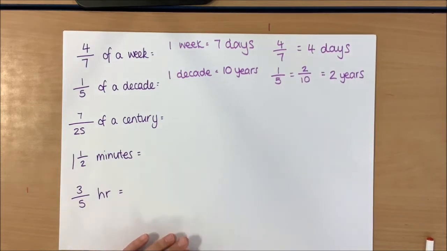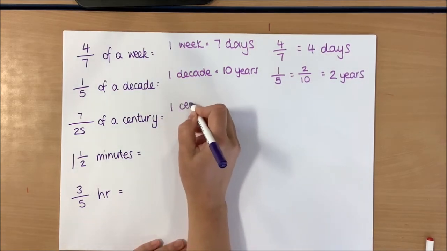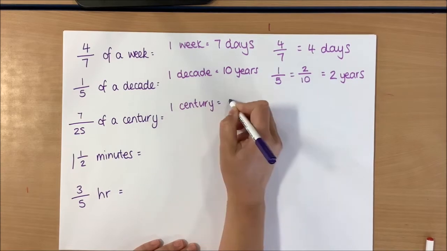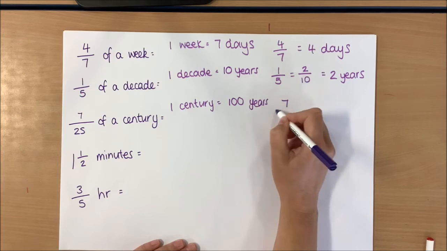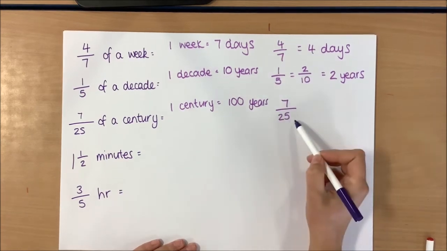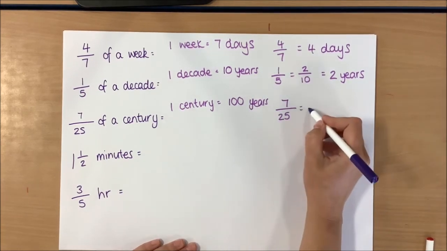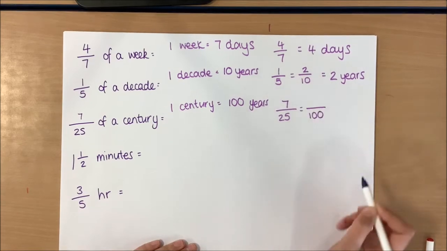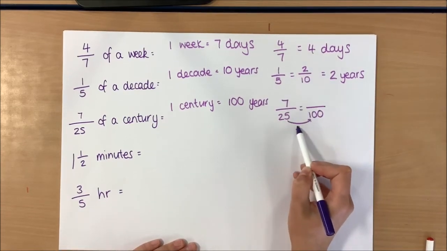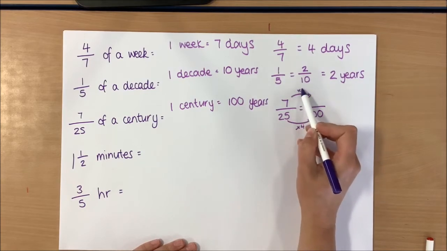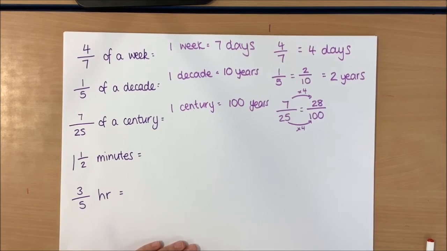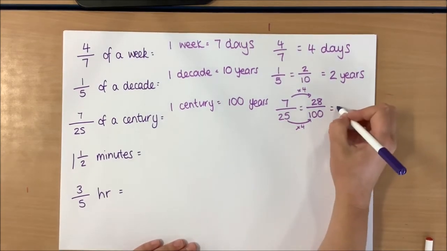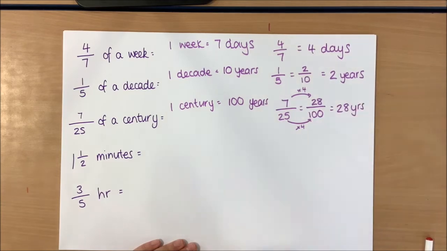Okay. Next one, 7/25 of a century. First of all, write down what you know. 1 century is 100 years. Okay. At the moment, our denominator is 25. 7 out of 25. We want it to be out of 100 because that's how many years are in a century. Times the bottom by 4. Must do the same to the top. Equivalent fraction is 28 out of 100. So 7/25 of a century is 28 years.